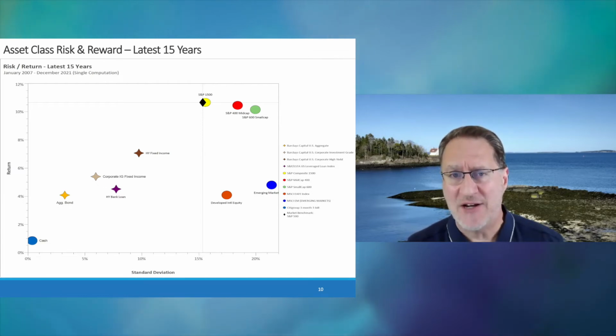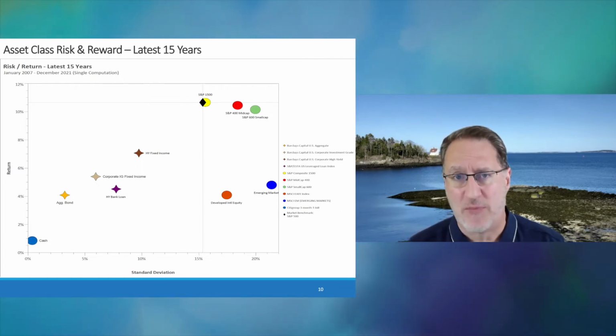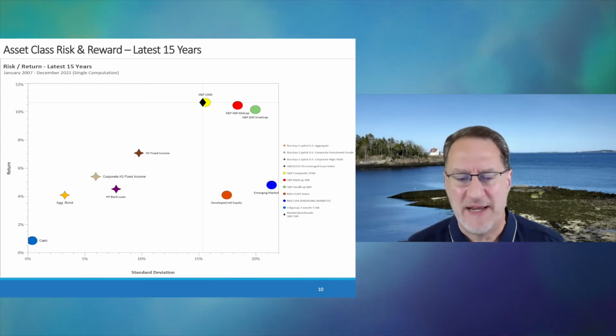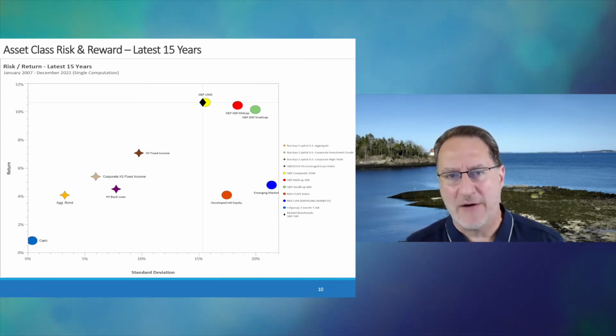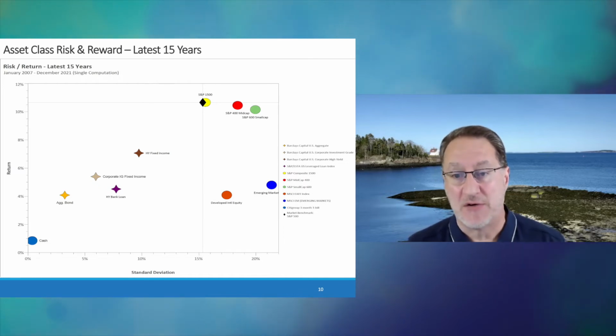You'll notice cash has the lowest return and the lowest volatility by definition. The next delightful four-pronged star shapes here are fixed income assets. You can see the aggregate bond market represents the investment grade bond market that includes treasuries, agencies, corporate bonds, US mortgages, et cetera. You have corporate fixed income, bank loans, high yield fixed income. But what you see is a pattern going up and to the right until you see the circles on the right and the top, which are the equity markets.